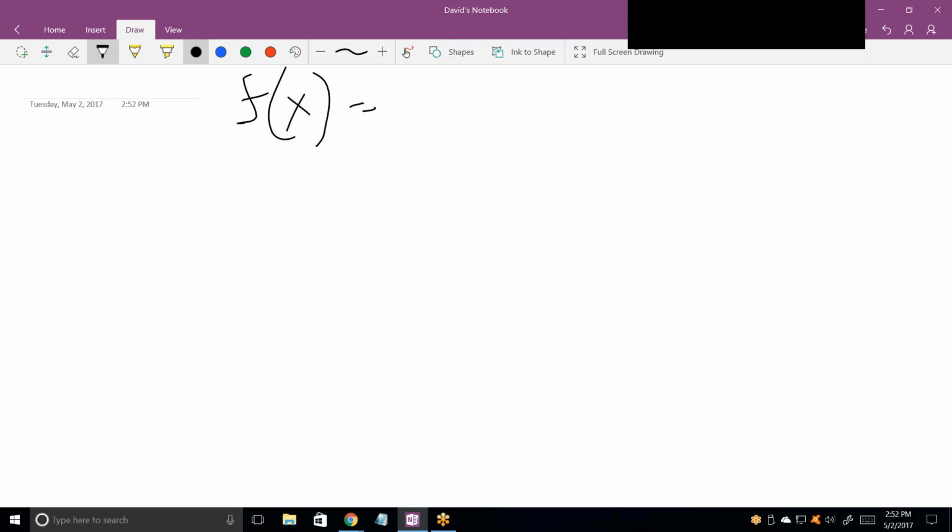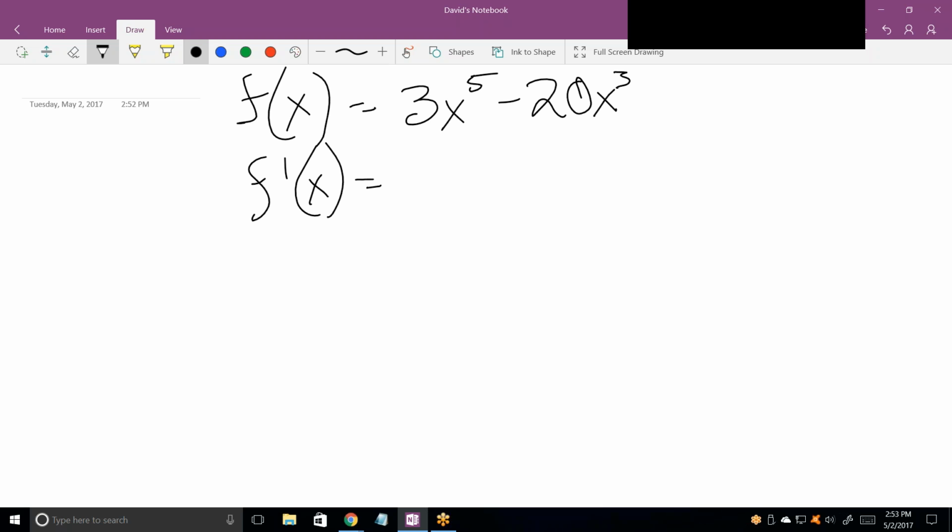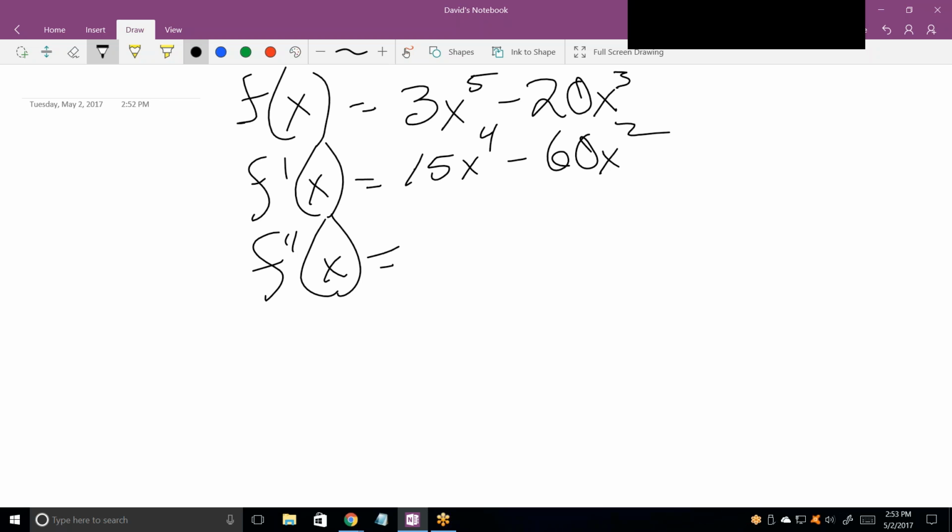So the first one says y equals 3x to the 5th minus 20x cubed. Now, since they've asked about first derivative and second derivative, let's just go ahead and find out what those are. So the first derivative is going to be 15x to the 4th minus 60x squared. And then the double derivative is going to be 60x cubed minus 120x.